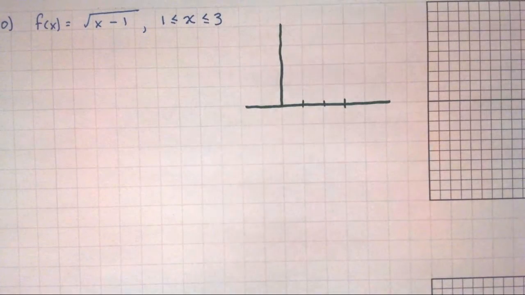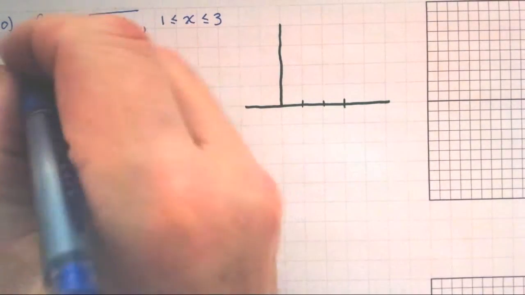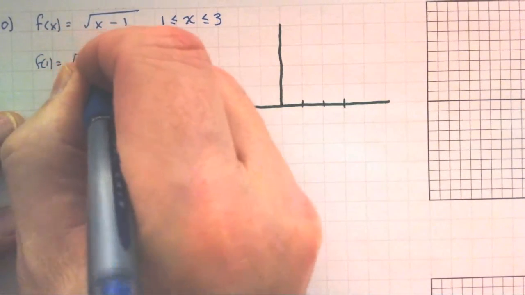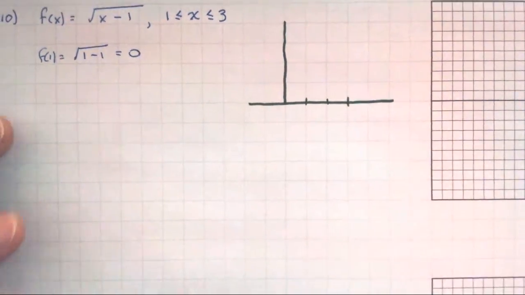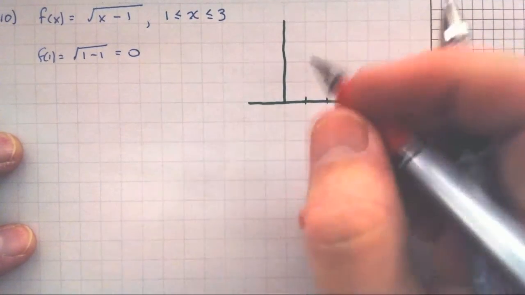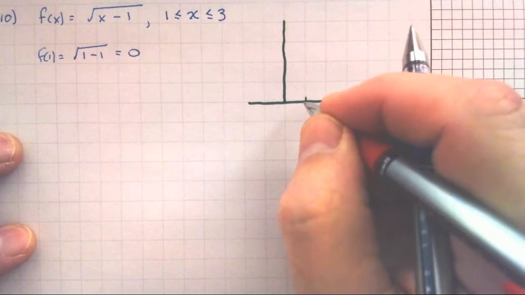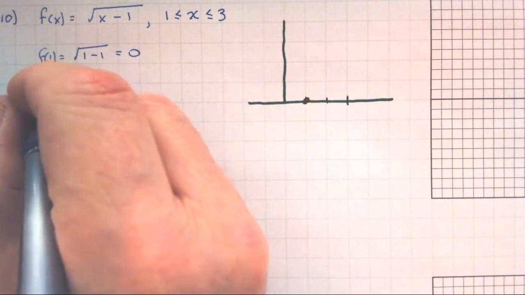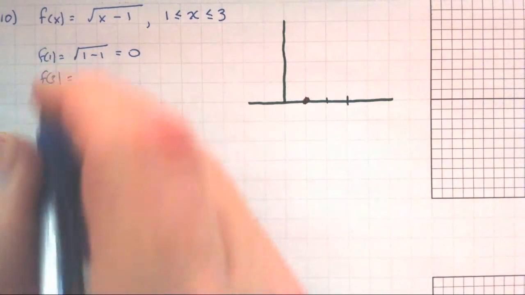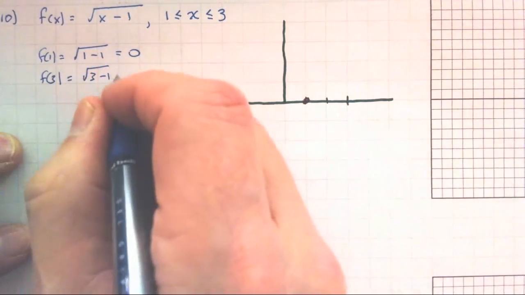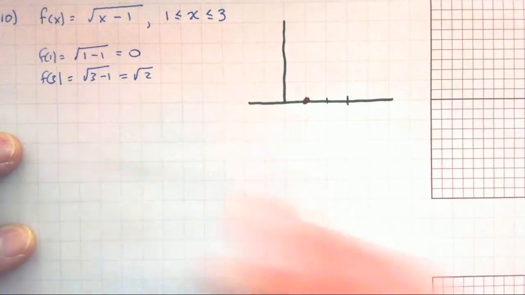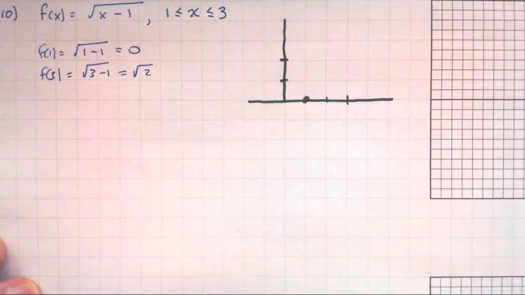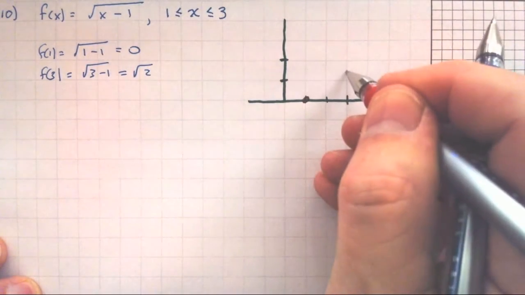So I will begin this by, let's go ahead and find f of 1. Well, f of 1 is clearly square root of 1 minus 1, which is 0. F of 1 is 0. Put in 1, get out 0. And then f of 3. F of 3 is square root of 3 minus 1, which is square root of 2, about 1.4. So we are about right in here.